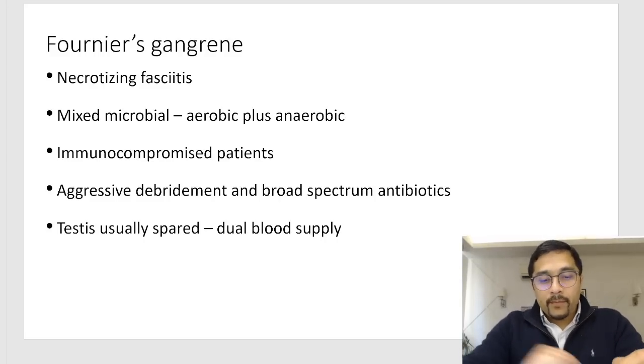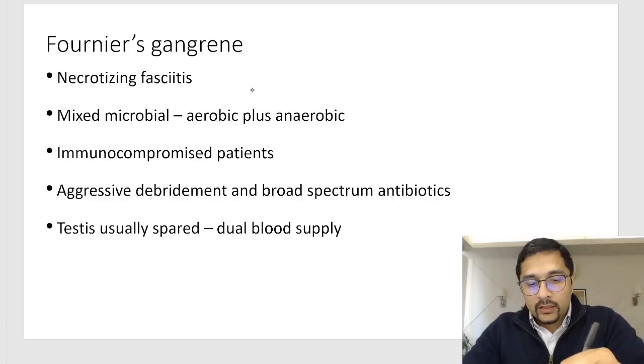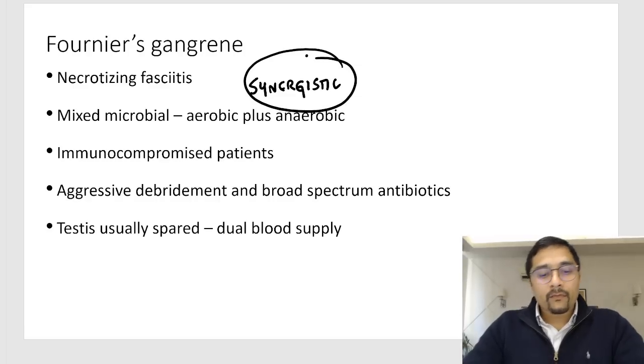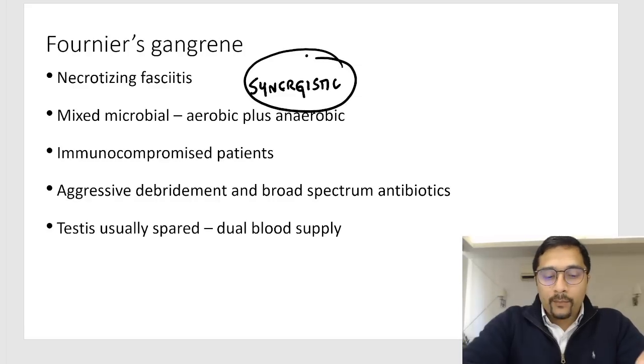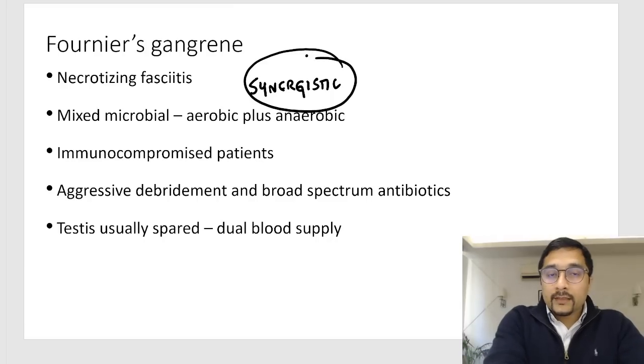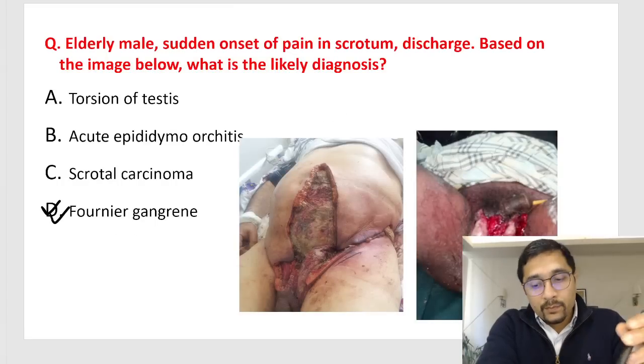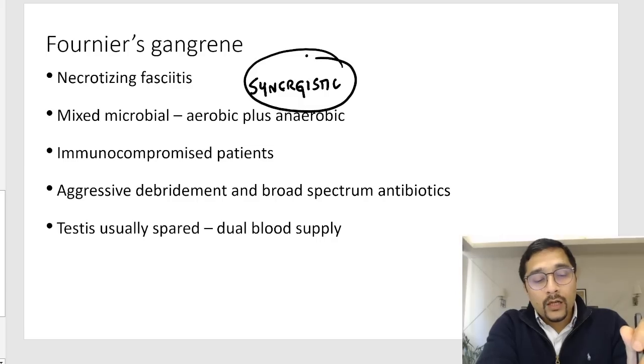It is usually a mixed microbial infection, that is aerobic plus anaerobic. We also call it synergistic gangrene. It is usually seen in immunocompromised patients, and the treatment is aggressive debridement and broad spectrum antibiotics. You can see here the testes are usually spared because the testes have dual blood supply.